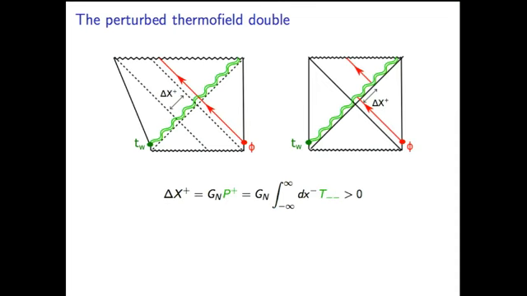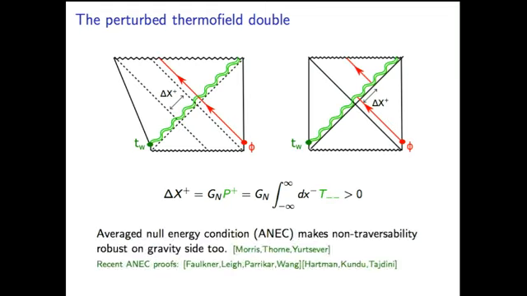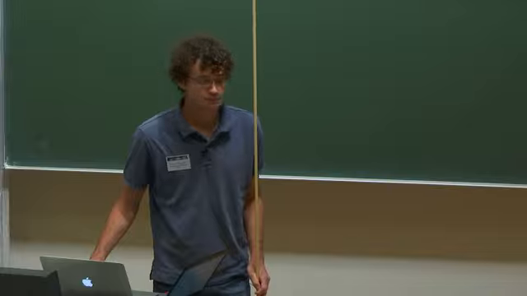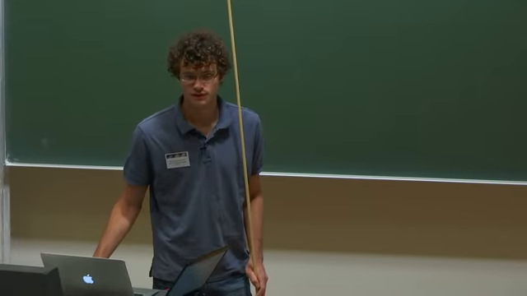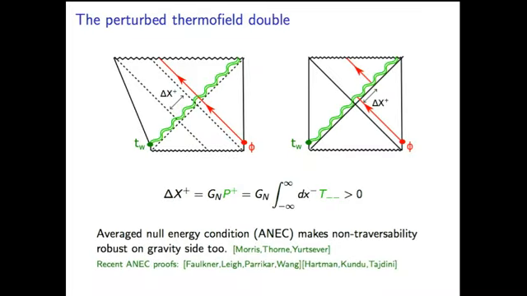We can write that as an integral of the stress tensor along a slice like this, the null-null component of the stress tensor. And this is a quantity which is positive by the average null energy condition. So the point here is that delta x plus, the separation of the horizons, is positive. That makes it even harder to send a signal from the right side to the left. And in other words, what's happening is this average null energy condition, which says that this operator is positive, makes this property robust on the gravity side as well. So this resolves this tiny tension that we had on the previous slide.